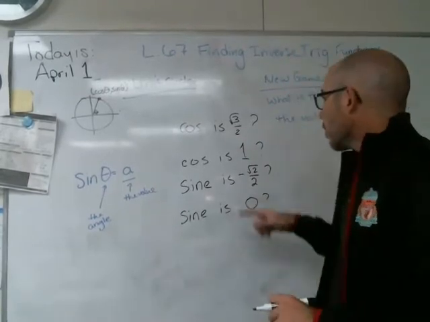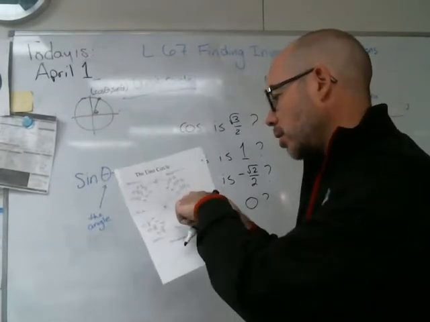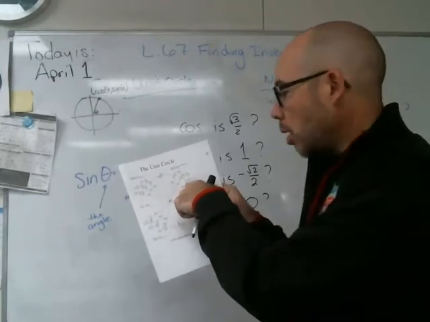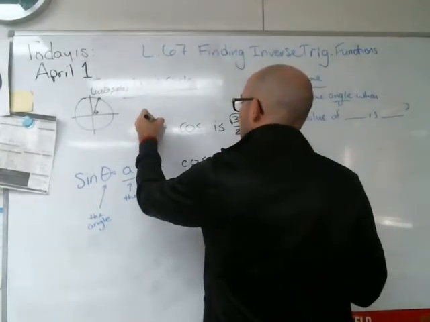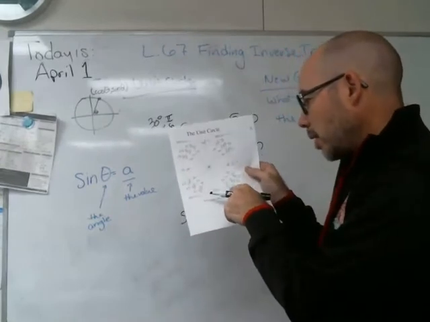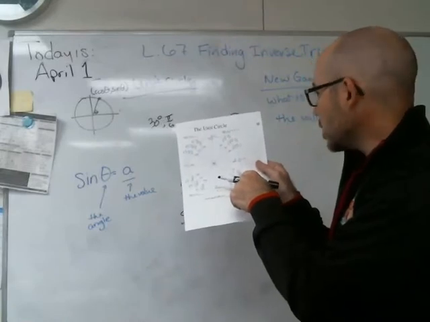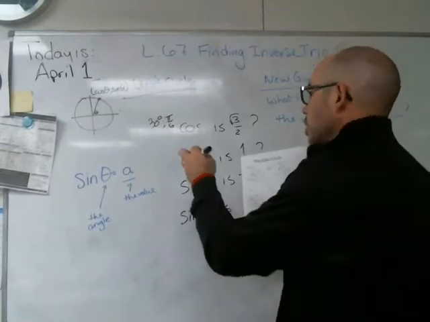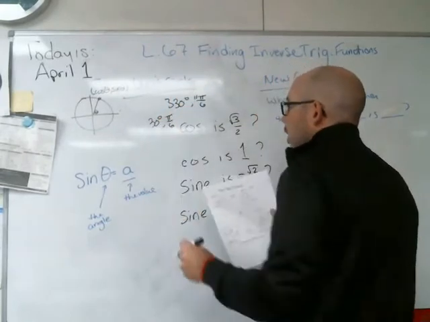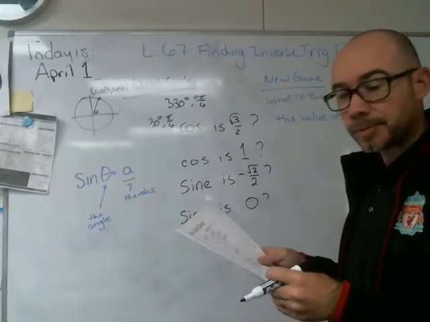Okay, cosine is square root of 3/2. Cosine are the x values. Square root of 3/2, there's one right there at 30 degrees or pi over 6. But wait, I found another one right down here. It's cosine, because it's the first address, and it's square root of 3/2. So it's also at 330 degrees or 11 pi over 6. There are 2 places where that's true.